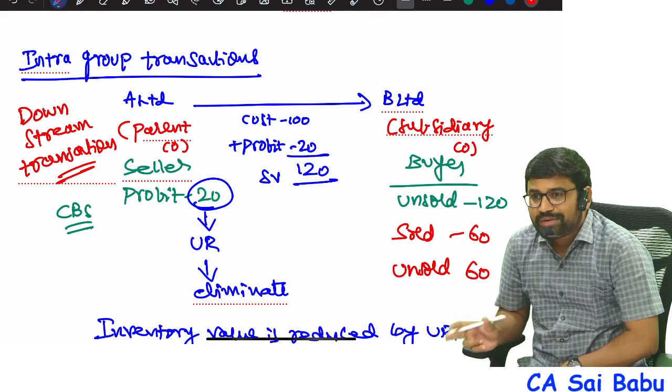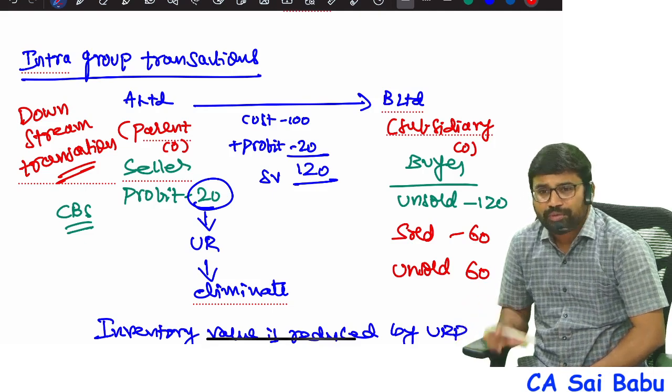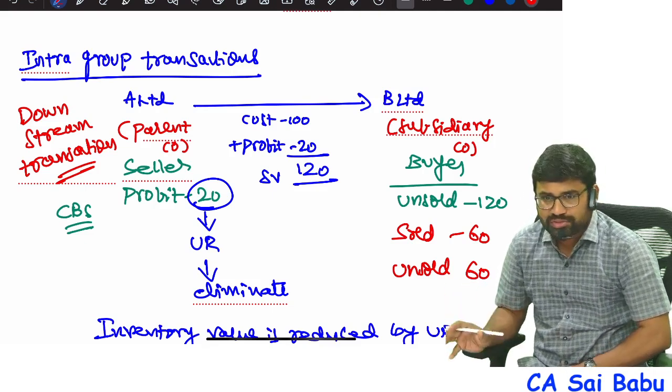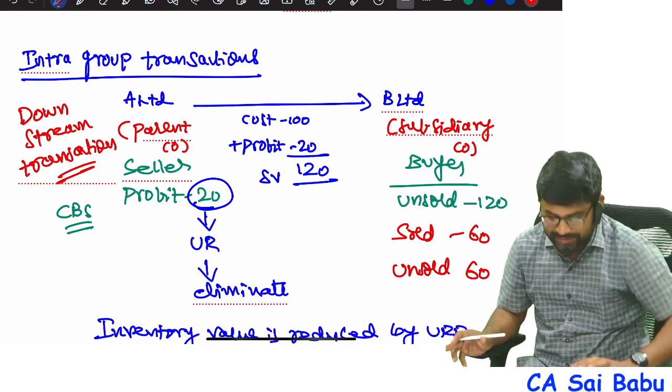So when a downstream transaction happens, who booked the profit? The parent. So remove it from the parent company books. At the same time, inventory value will be decreased.